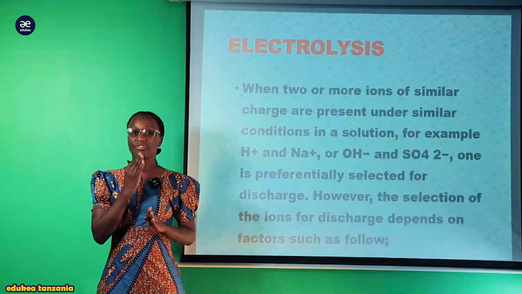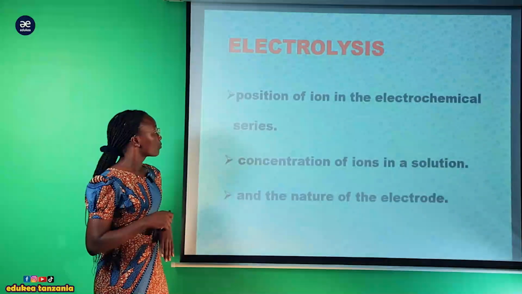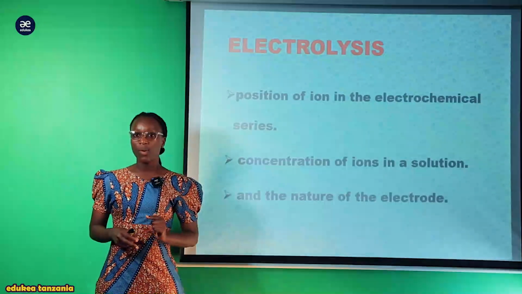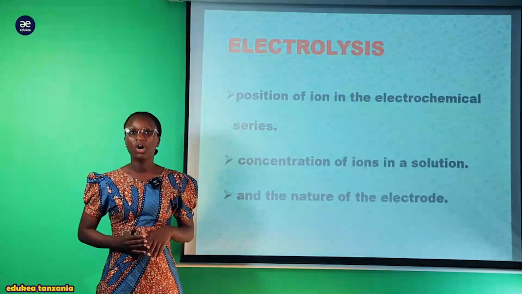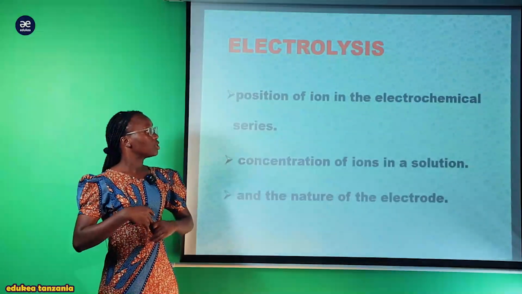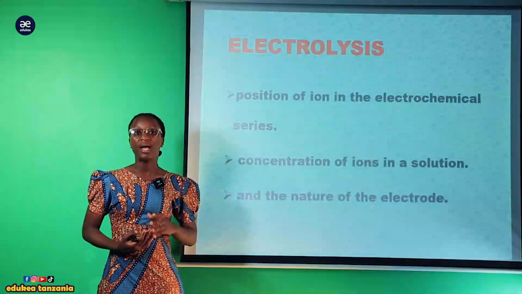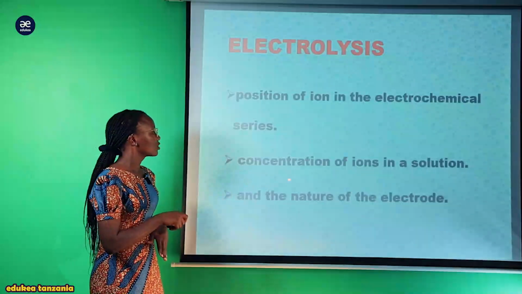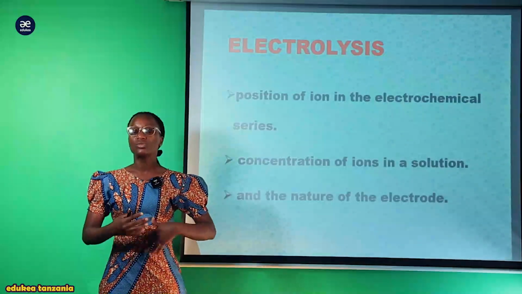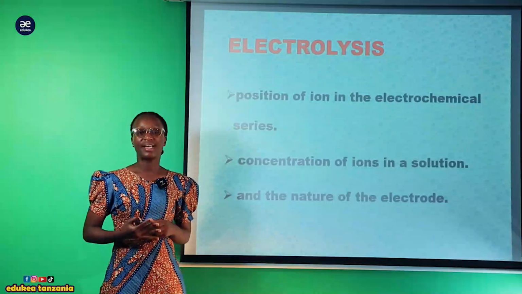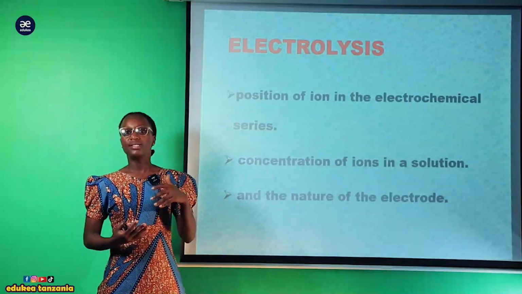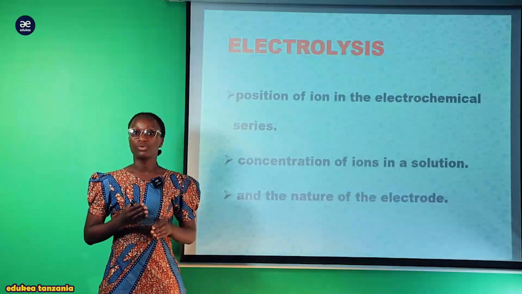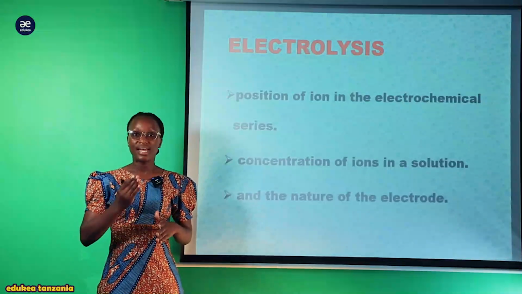Yenyewe hii inategemea factors. What are those factors? Position of ion in the electrochemical series, kwamba factor ya kwanza ni ile position ya electrochemical series, kwamba tunaconsider ile electrochemical series kujua kwamba hii ion itakuwa discharged fast or not. Another is the concentration of ions in a solution. Kingine tunaangalia ile concentration of ion katika solution. If the concentration is in excess or in low amount, that is where we are able to know which one will be discharged fast.